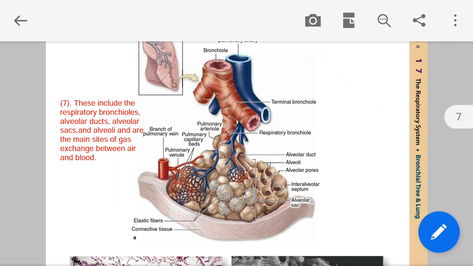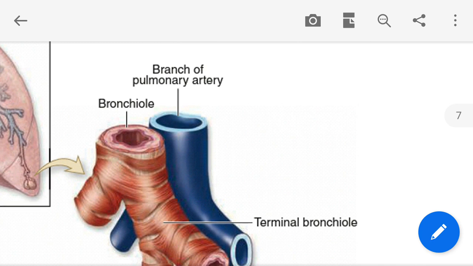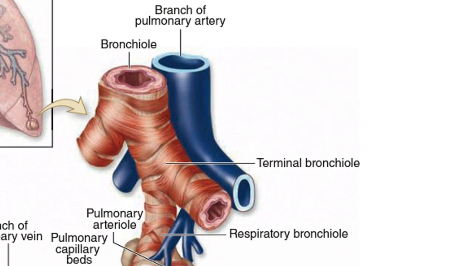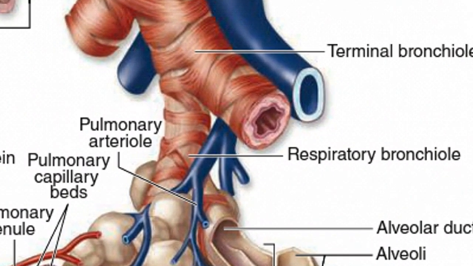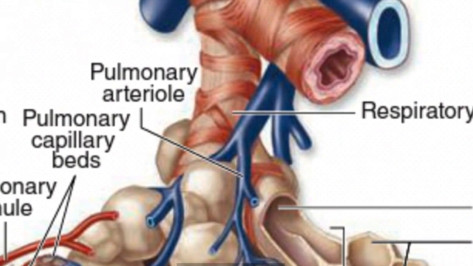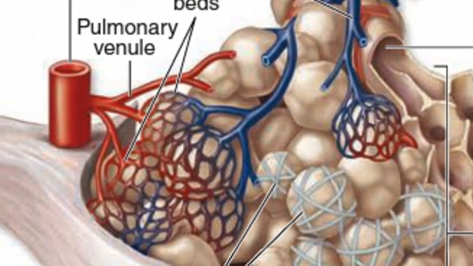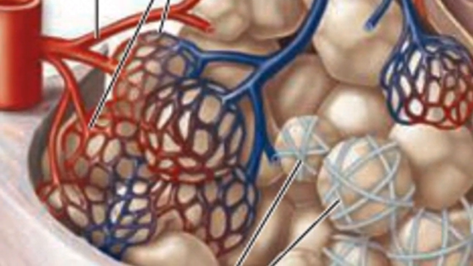Now let's check the blood supply. Here, in blue color, the branch of the pulmonary artery is shown, which has blood containing CO2. That's why the blue color has been used. The branches of the pulmonary artery are the pulmonary arterioles, and these arterioles further divide into smaller branches known as capillaries. So all the alveoli of the alveolar sac are covered by a network of capillaries.